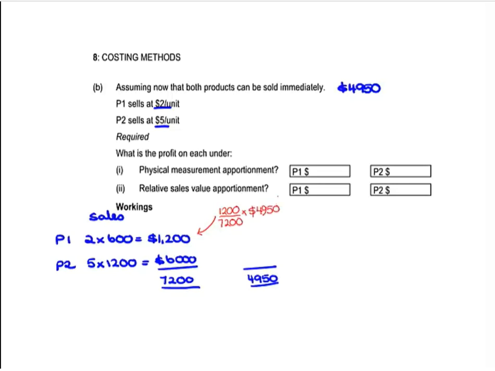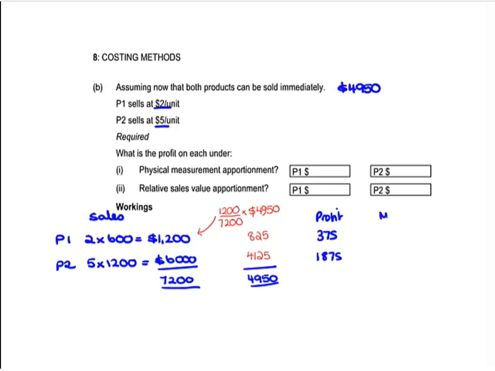So for P1, the costs will be $1,200 out of $7,200 to be allocated. So we're looking at 16 2/3% being for P1, which gives us $825 of cost to allocate to P1, and the rest is going to go to P2. So 6,000 divided by 7,200 multiplied by the 4,950 gives us $4,125. If we just continue this, then the amount of profit that we will make will be 375 for P1 and 1,875 for P2.